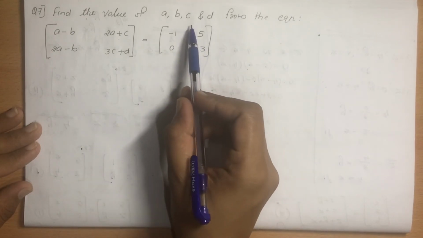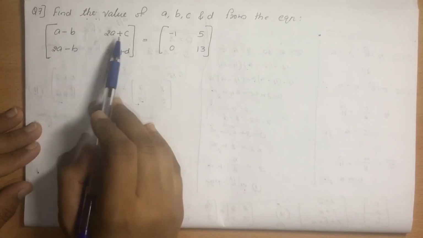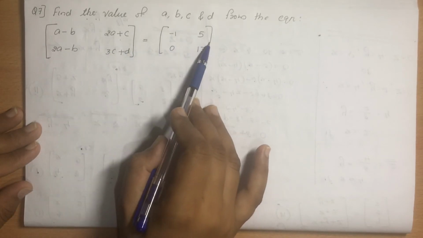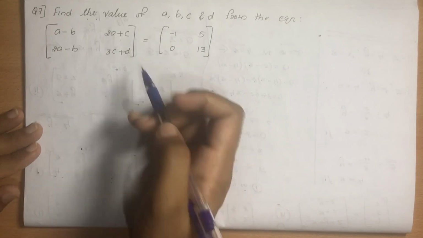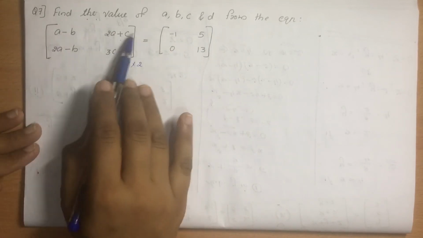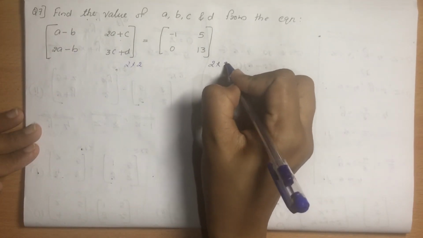Question number 7. Find the value of a, b, c, d from the equation: the matrix with entries a minus b, 2a plus c, 2a minus b, 3c plus d equal to the matrix with entries minus 1, 5, 0, 13. So this is a matrix of order 2 by 2. 2 by 2 means number of rows is 2, number of columns is also 2. Here also this is a 2 by 2 matrix.